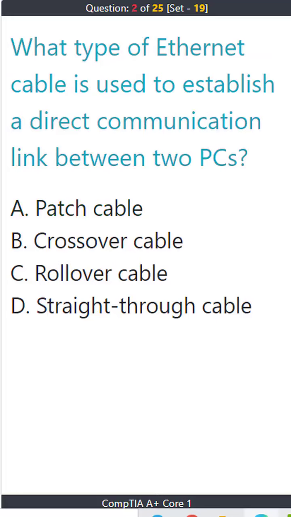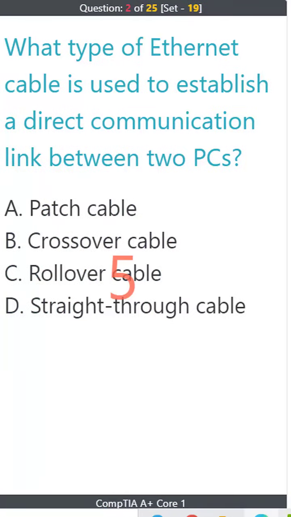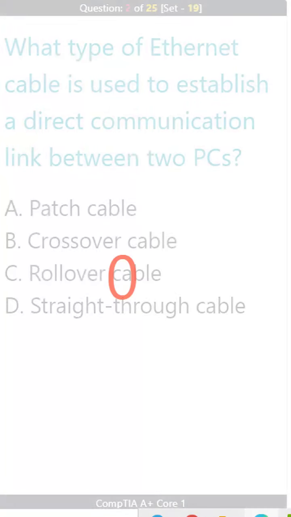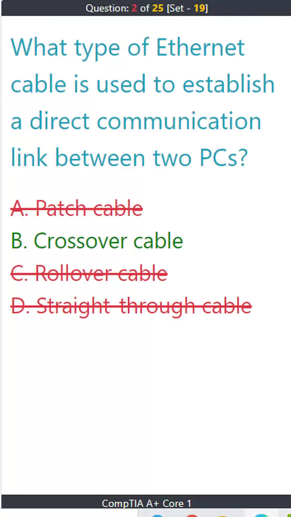Question 2. What type of Ethernet cable is used to establish a direct communication link between two PCs? A. Patch cable. B. Crossover cable. C. Rollover cable. D. Straight through cable. The correct answer is B. Crossover cable.